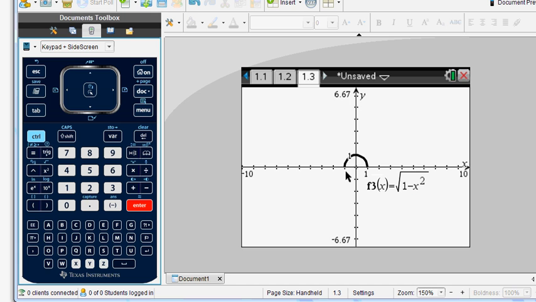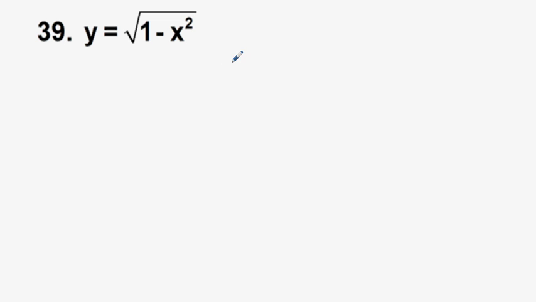So between -1 and 1, there's a lower boundary here at the x-axis and an upper boundary at x equals 0 here. That's going to be the value y equals 1. So the function is, if we just draw this, the function is bounded below and above. So we say over the domain the function is bounded.